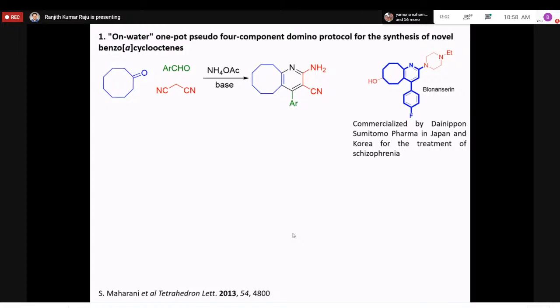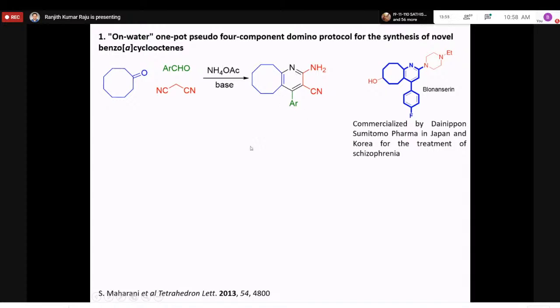First, we saw in the literature that a fused cyclooctane pyridine system is used as a drug, which is blonanserin, which is commercialized for schizophrenia. So it's a brain-related disease. So we wanted to make analogues of this compound, and we took the cyclooctanone, aldehyde, and malononitrile, and we thought, using ammonium acetate as nitrogen source, we could synthesize this analogue of the blonanserin system, the fused cyclooctane pyridine system.